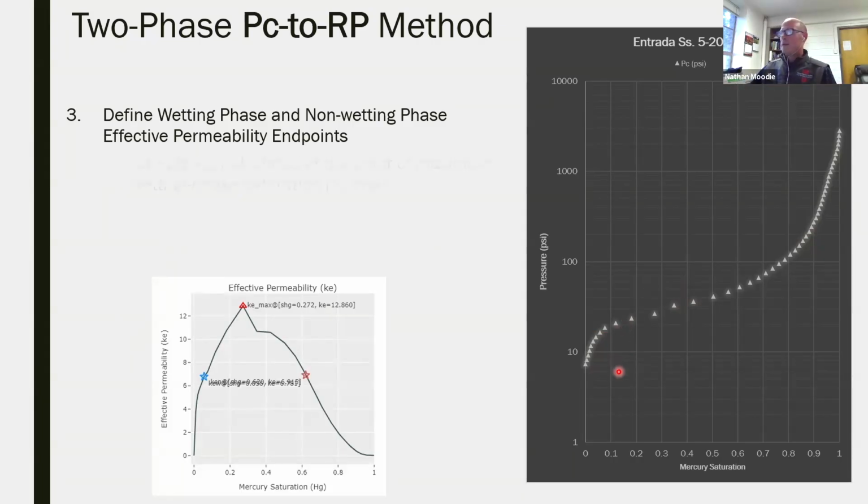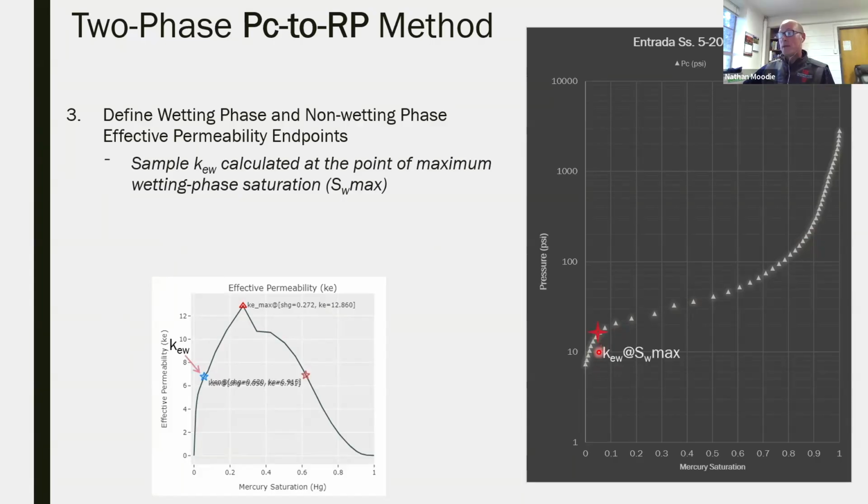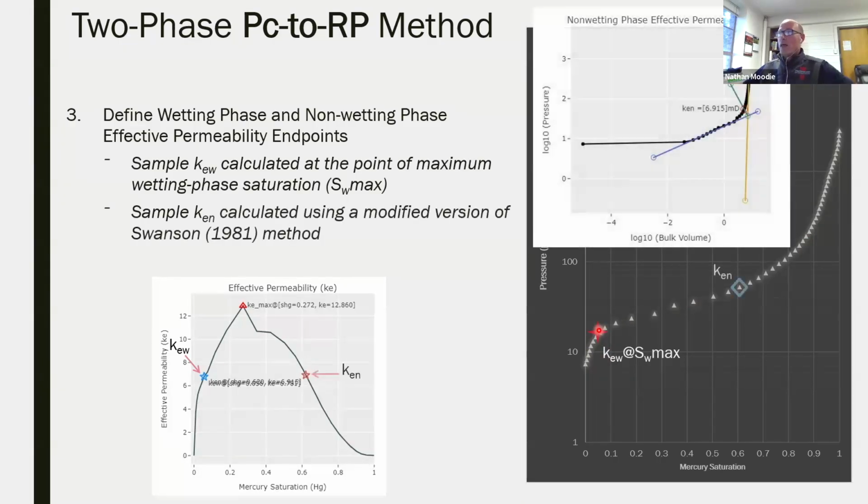If you don't like it. So the first point is actually picked: the maximum effective or wetting phase relative permeability is picked here at the same point as your maximum water saturation. But the non-wetting phase is more difficult.